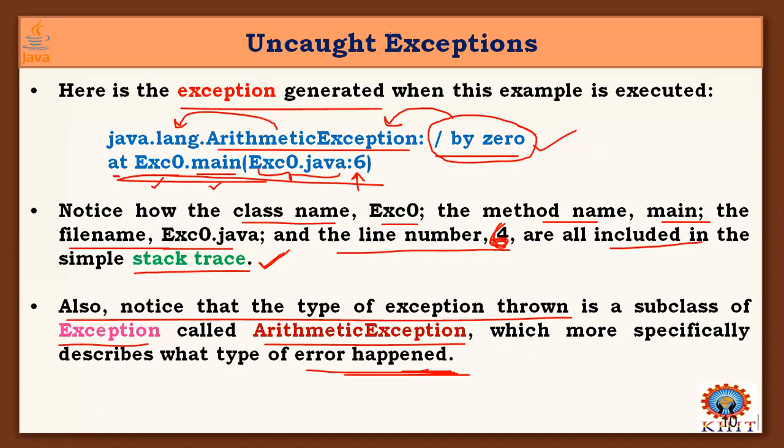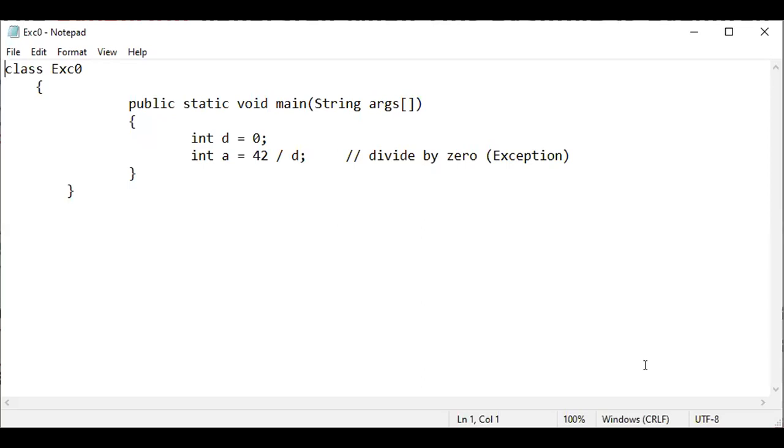So take this program as a file, and the file name is Exception0, and this is the main class. Inside the main method, I have created one integer variable d equal to 0 and another expression, integer a equal to 42 divided by d, which is 0. It automatically creates a runtime error, divide by 0, that is the exception. And go to the command prompt.